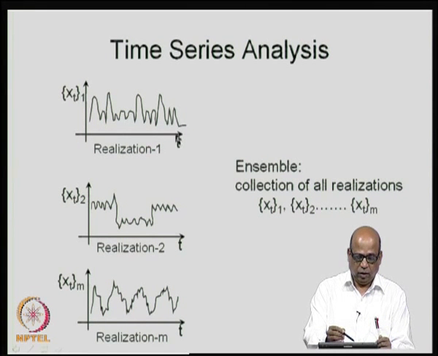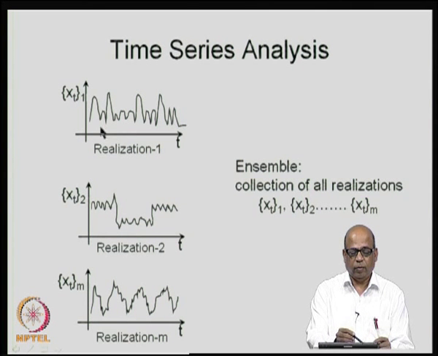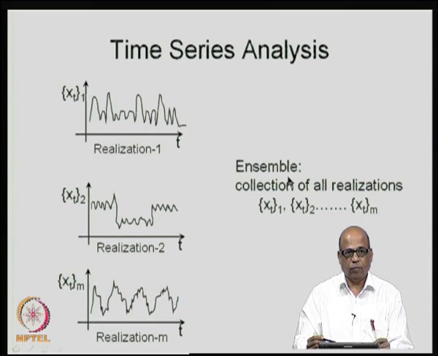This is shown graphically here. Let us say you are talking about stream flows, and then you may have one realization between 1920 and 1950. This is a realization. Then you may have a second realization between, let us say, 1970 and 1990. This is another realization. Like this, you may have m different realizations. So, these sets of m realizations constitute the ensemble of time series.